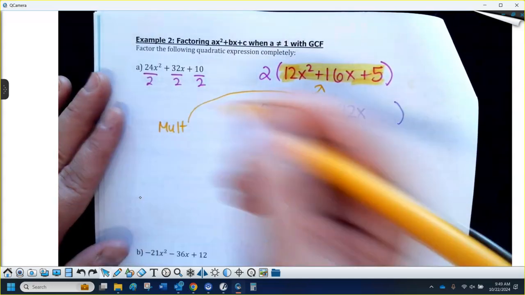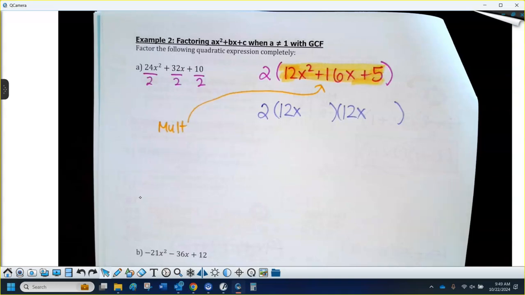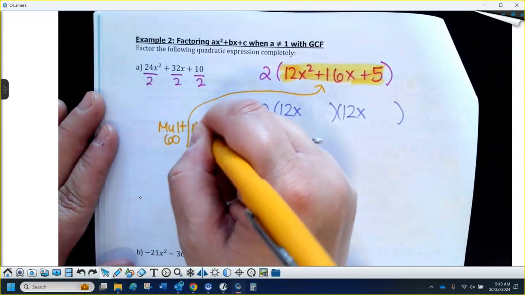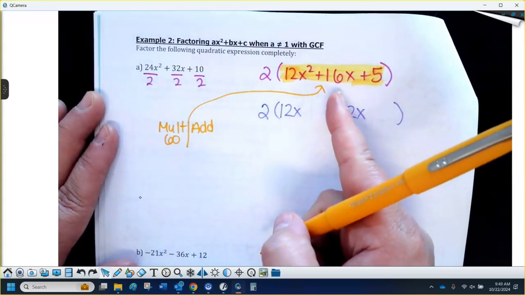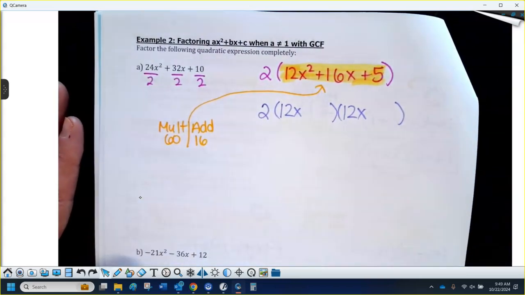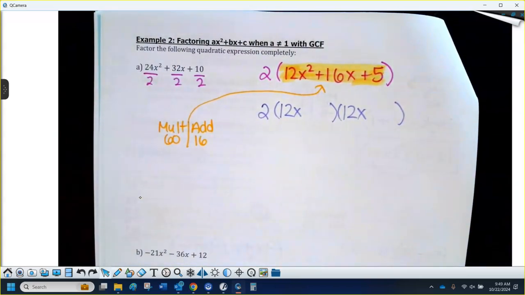So here, I'm going to multiply first and last of the quadratic, the coefficient and the constant. So 12 times 5 is 60. And then I want to add to get the b value, the linear term's coefficient, which is 16. Can anybody think of 2 numbers when you multiply them, you'd get 60, the same 2 numbers, you'd add them, and it would be 16?